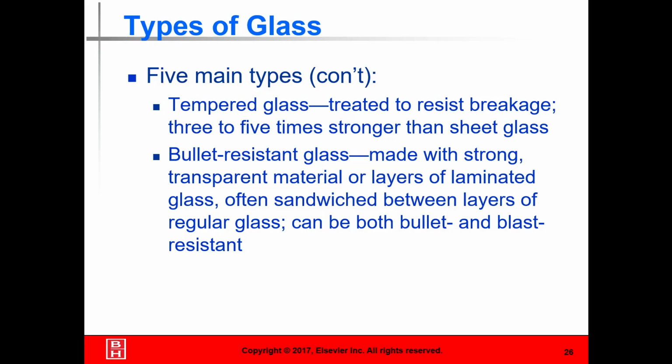And then you have bulletproof glass, which is polycarbonate, thermoplastics used by layering of laminate. It's usually much thicker, but it does provide bulletproof safety.